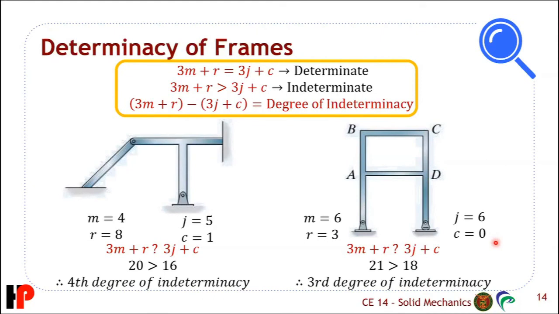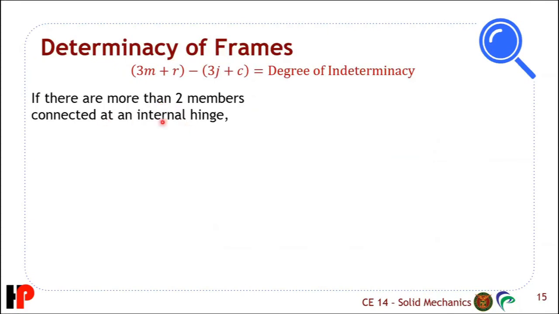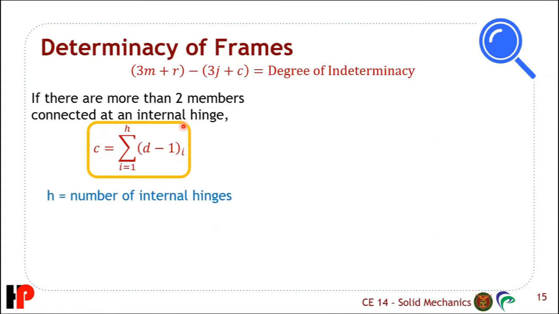Okay? Now, for frames, you can imagine the connection is no longer just between two members. Parang itong connection na to, tatlong member, or this one, tatlong member, ito tatlo din. So what if you have a pin at that connection? How do you count C? So if you have more than 2 members connected by an internal hinge, you compute C using this equation. It is the summation of D minus 1 from 1 to H, where H is the number of hinges or number of internal connections, and D is the number of members connected.